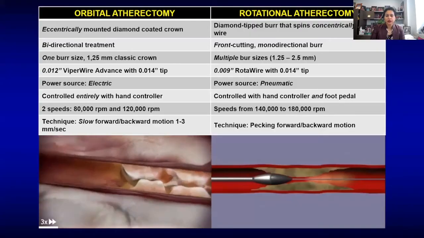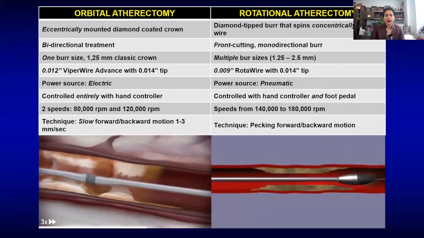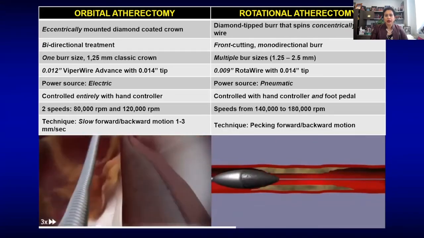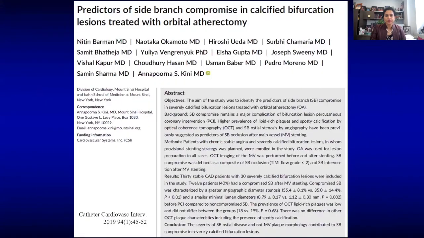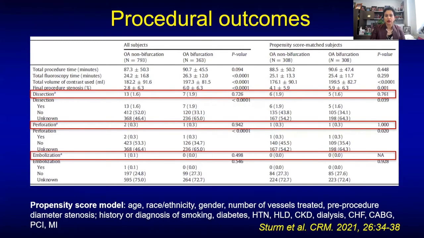So just to show you, orbital atherectomy and rotational atherectomy, everybody knows how these devices work. One has an eccentrically mounted diamond chip, and rotational atherectomy has it at the tip. So we were actually the first to use orbital atherectomy in calcific bifurcation lesions in a small group, and we showed that it is feasible. We were part of a large multi-center registry for orbital atherectomy for treatment of severely calcified coronary artery bifurcation lesions. It was a multi-center analysis that got published.